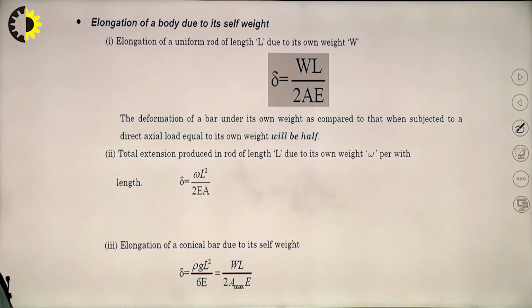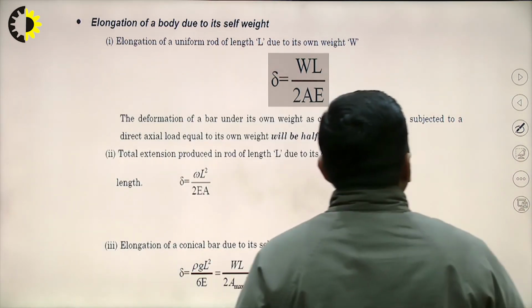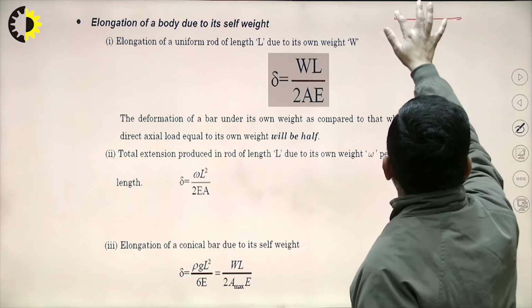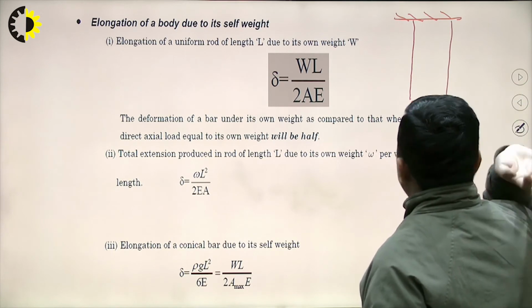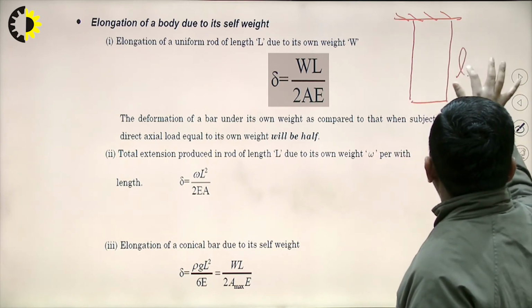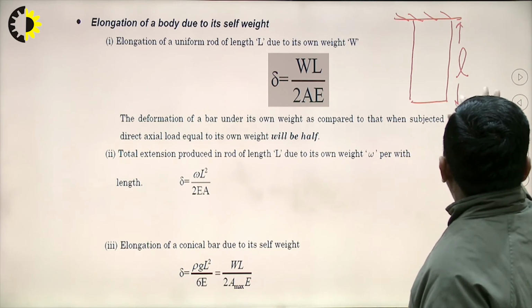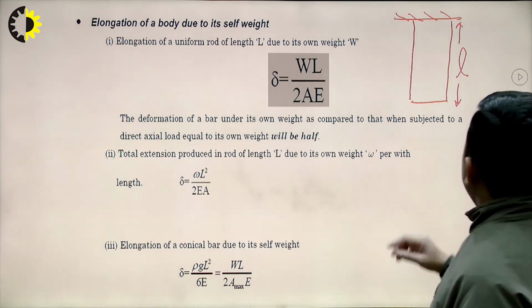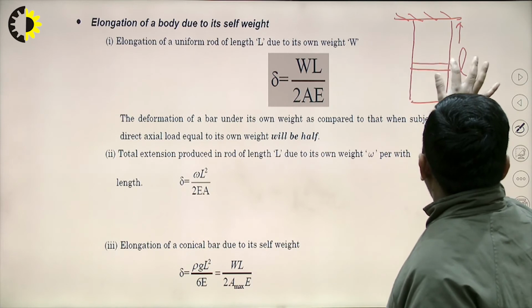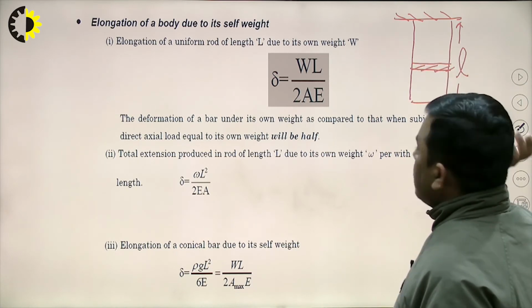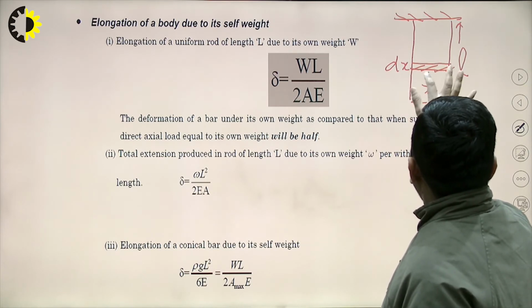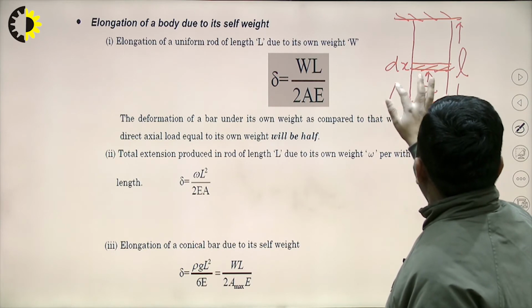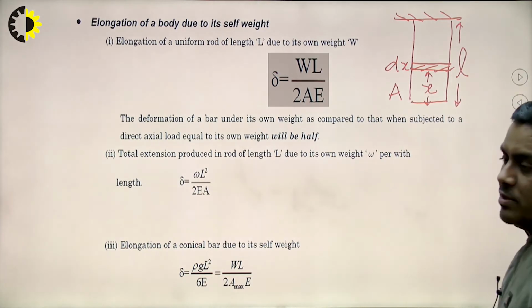Then, elongation of a body due to its self weight. Now consider a bar of length L. I am considering a small section of dx thickness at x distance. The cross section of this is A.